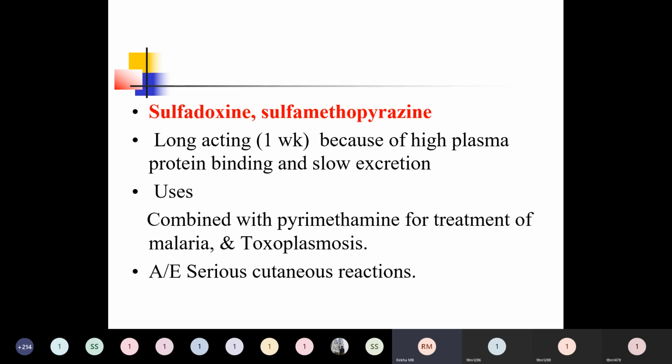Now, sulfadoxine is the preferred compound to combine with pyrimethamine because, again, both of them are longer acting and their T-half is similar. Adverse effects of sulfadoxine is serious cutaneous reactions.